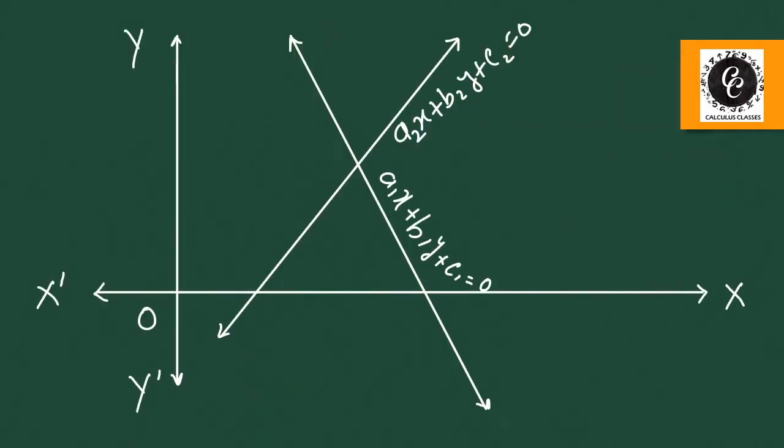Here I drew one more graph of the same condition. These two lines are intersecting lines, which means only one solution will be there. That means only one value of x and one value of y will satisfy these two equations. So only one solution will be possible.